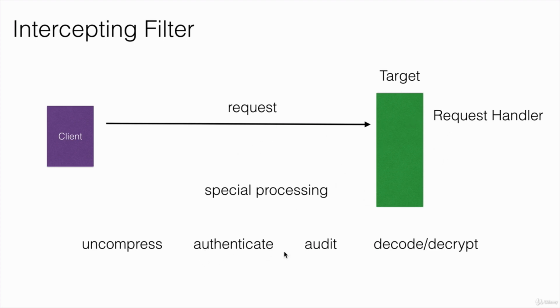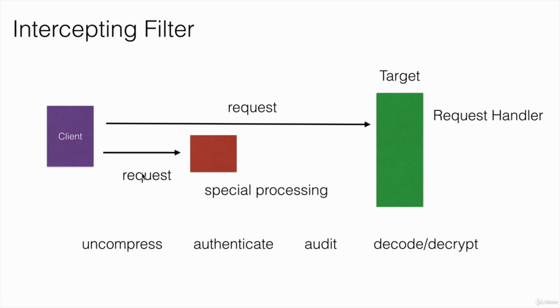Similarly, we can authenticate the incoming request to verify if there is a username and password. And also we can log or audit all the incoming requests to a log file. And if the client encrypts the message or the request, we can decrypt it or decode it on the server side before the request reaches the target. So all this special processing can happen using an intercepting filter.